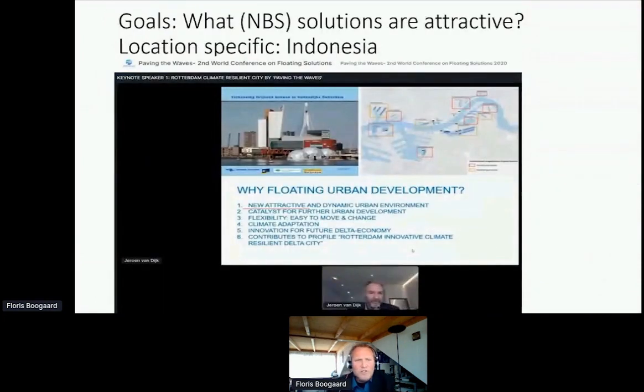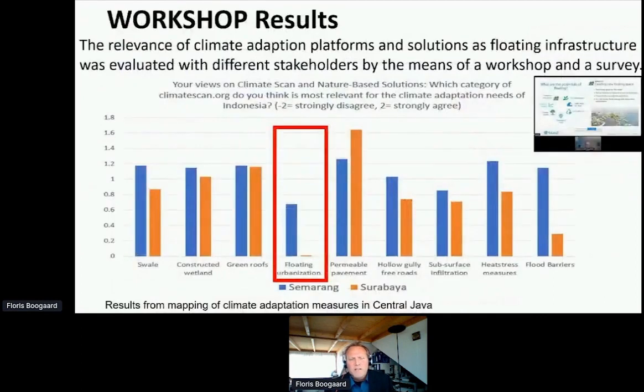One of the topics that is not addressed as well is the attractiveness. I think we are all at this conference for one reason, and we see the benefits, as has been explained by Rutger as well. But is it attractive? And we wanted to know that through the workshops. And to our surprise, floating urbanization was the least popular option of all the options given here. And you cannot compare the different options. Some are related to nature-based solutions, but they all are a solution for frequent flooding. It could be pluvial flooding or tidal flooding, of course, but flood barriers were also presented in this study as well. So this was a bit of a surprise.